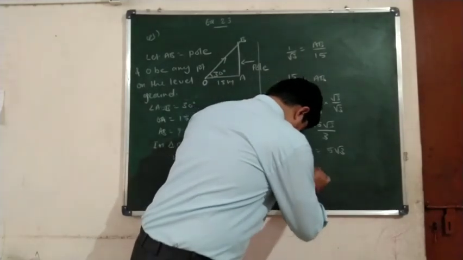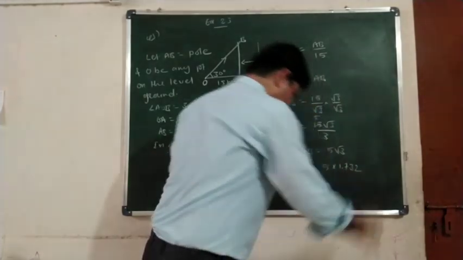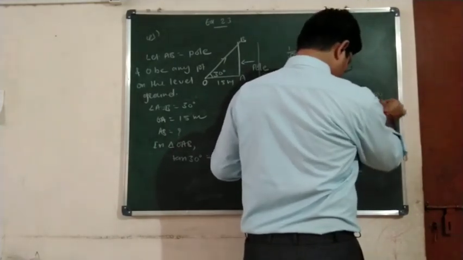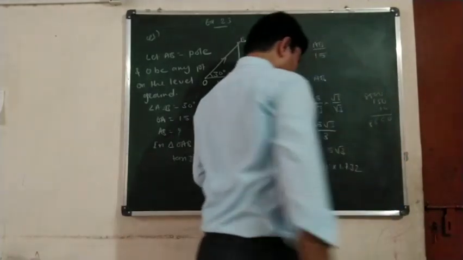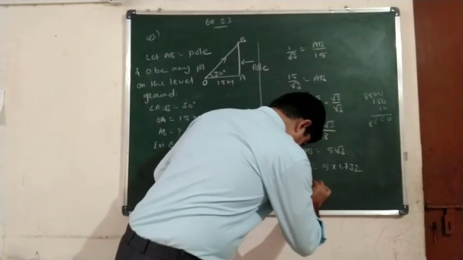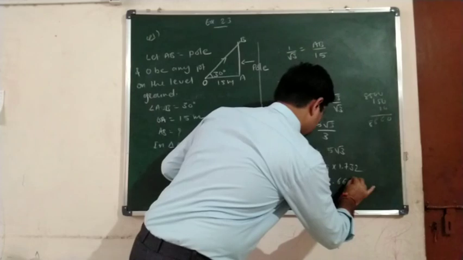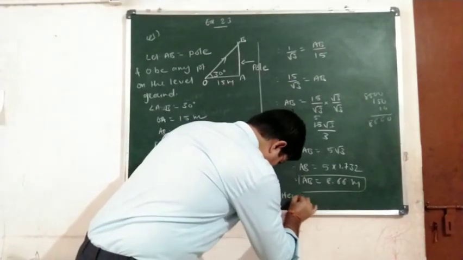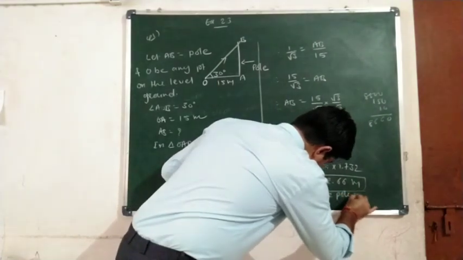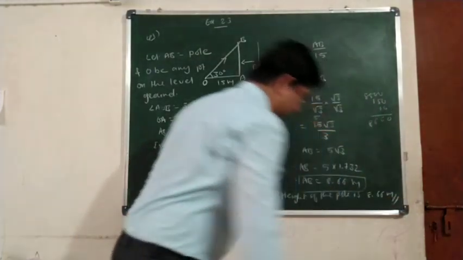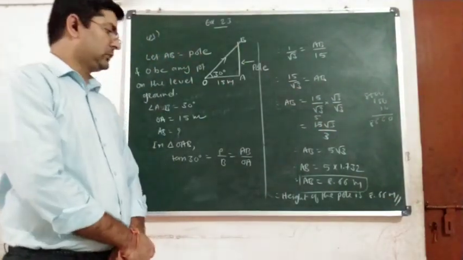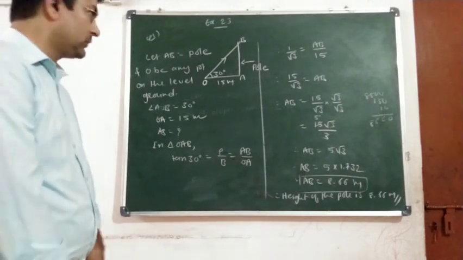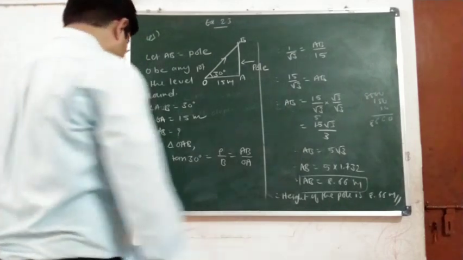Okay, in this case, we are given the value, that is 1.732. So we will multiply and write down. Okay, so 8.66. Therefore, AB is equal to 8.66 meters, and finally we will write down the statement. Therefore, the height of the pole is 8.66 meters. Please make a quick note. Okay, now let us see the next question.